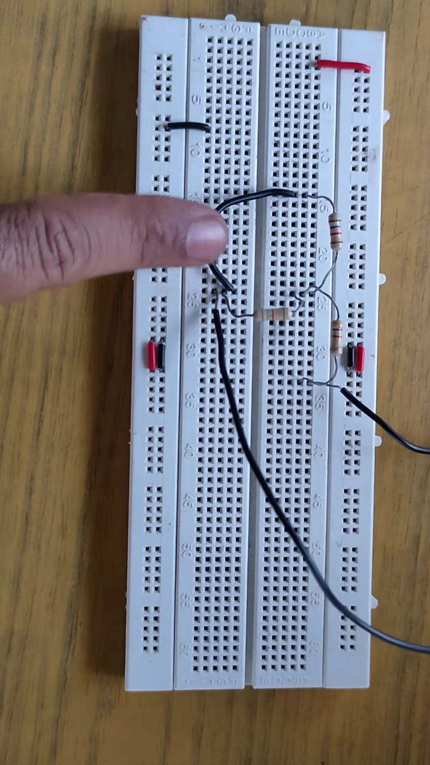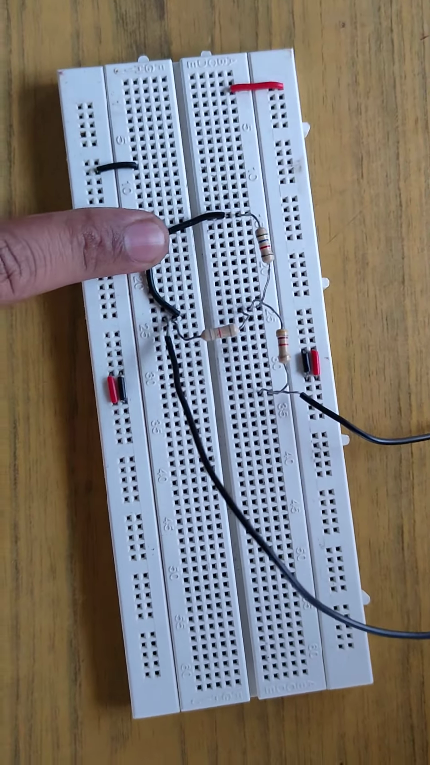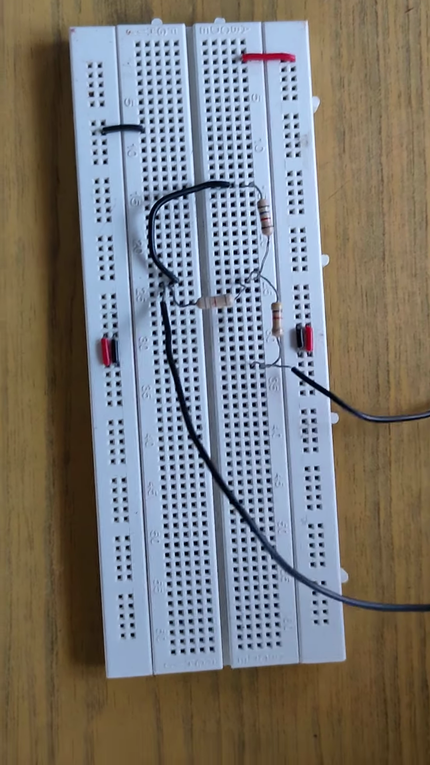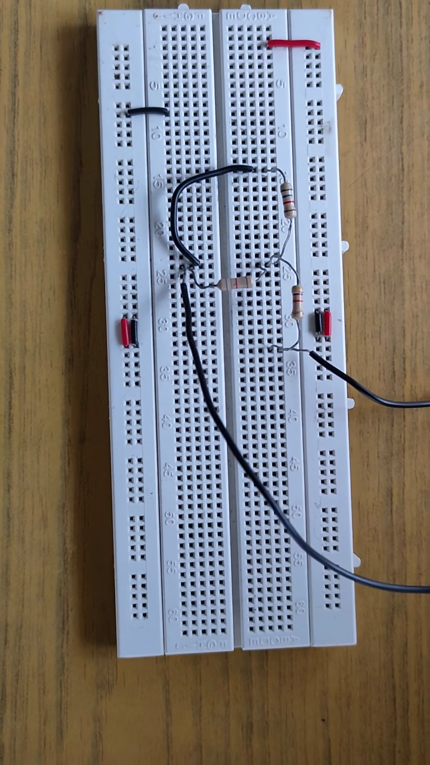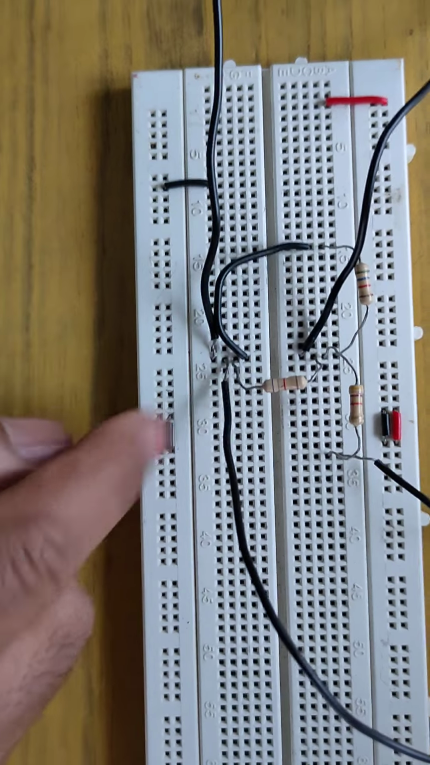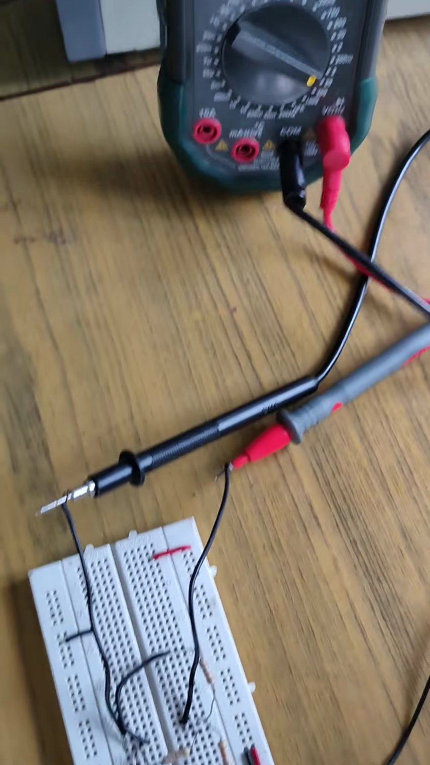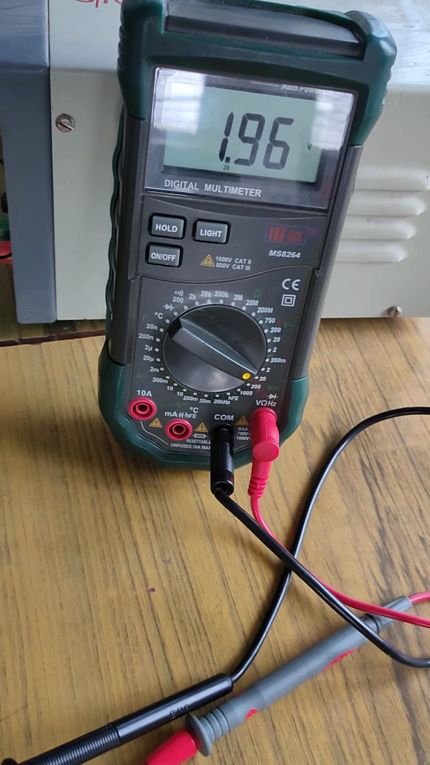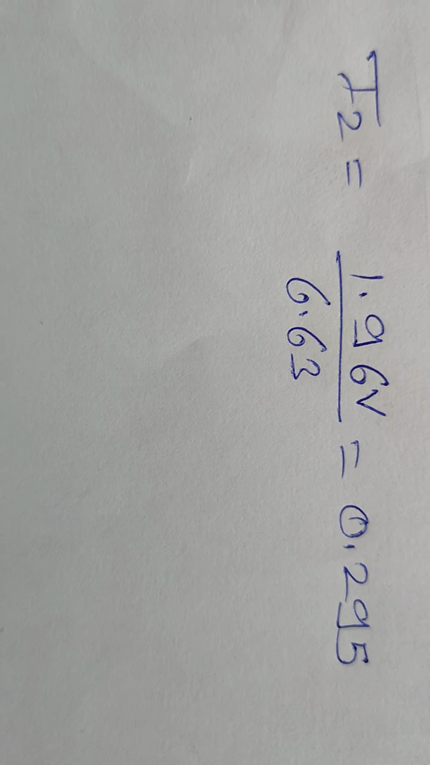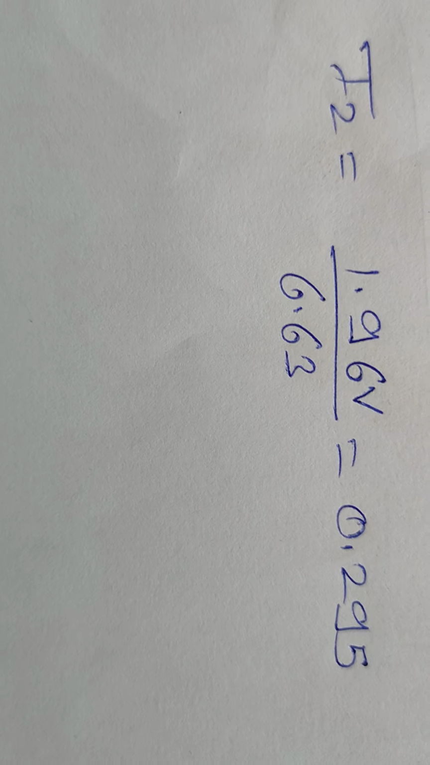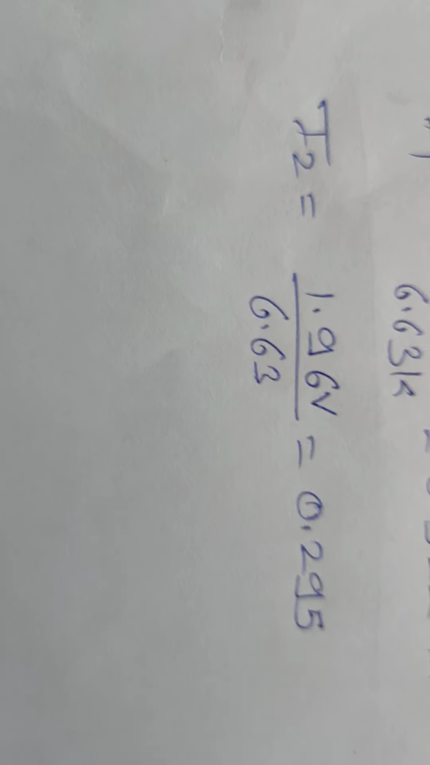5 volt. Okay, so we have removed here the first power supply and we have made it as short, because of its internal resistance. Now if you calculate the voltage across 6.63 kilo ohm resistance, the voltmeter shows reading as 1.96 volt. By using this reading, we can find out current I2 as 0.295 milliampere.